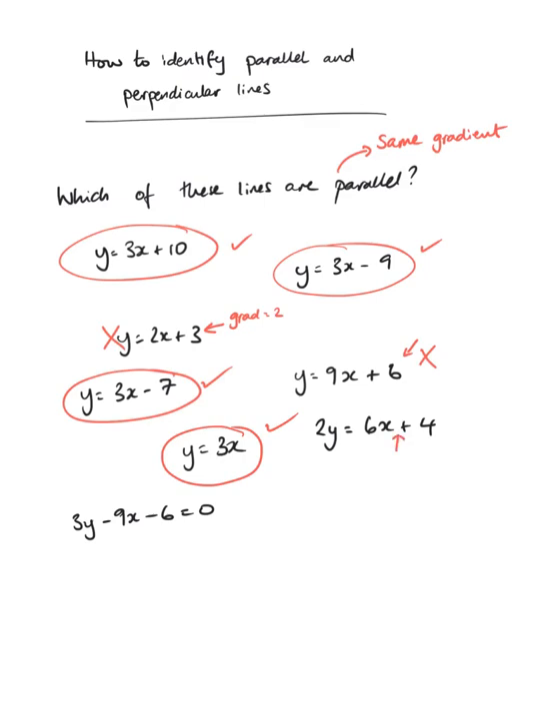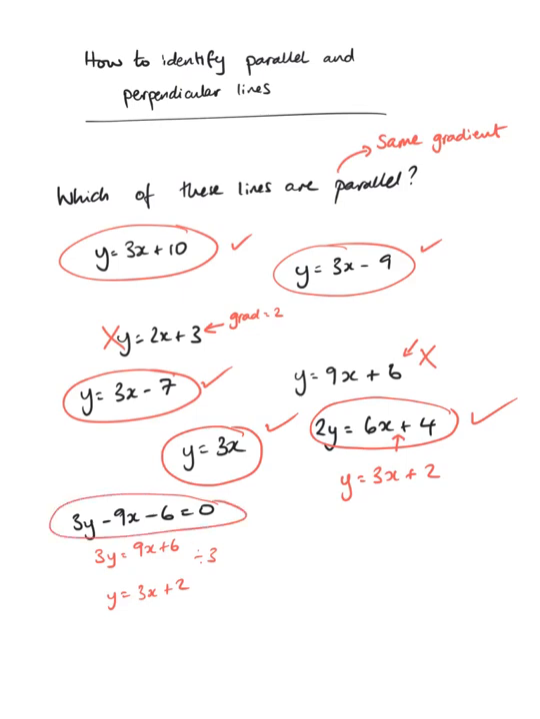And this line here is interesting. I could divide everything by 2 to get y equals 3x plus 2. So of course that is parallel to y equals 3x plus 10. Now this only works because I can divide everything by 2, and I've got y equals 3x plus 2. So that is parallel. And similarly with this one, if I rearrange it, I get y equals 9x plus 6, and if I divide everything by 3, I'll get y equals 3x plus 2. So that line there is also parallel.